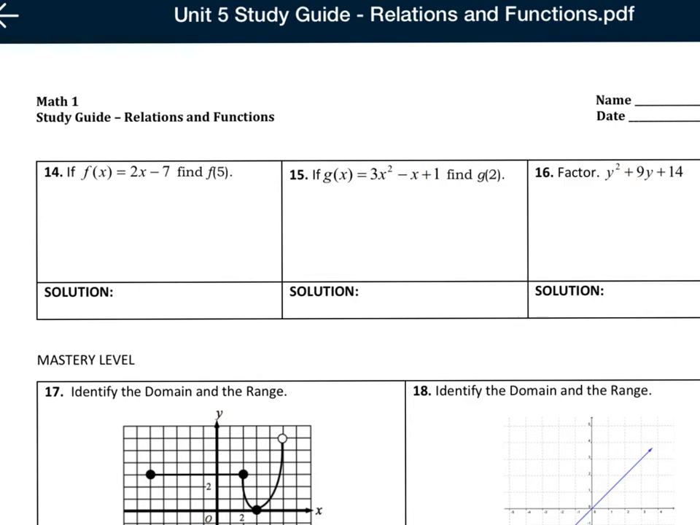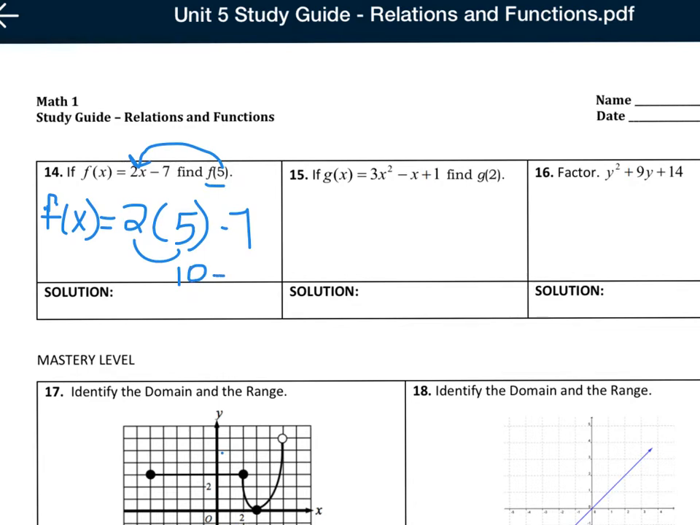Alright, question 14 is a function notation question. So I know I am going to plug in this 5 for the x in the original first part of the problem that they gave us. So what that's going to look like is f of x is equal to 2, and instead of putting the x, I'm going to replace it with the 5, minus 7. Then PEMDAS tells me that I need to multiply first, so 2 times 5 is 10, and then subtract the 7, and therefore f of x is going to equal 3.